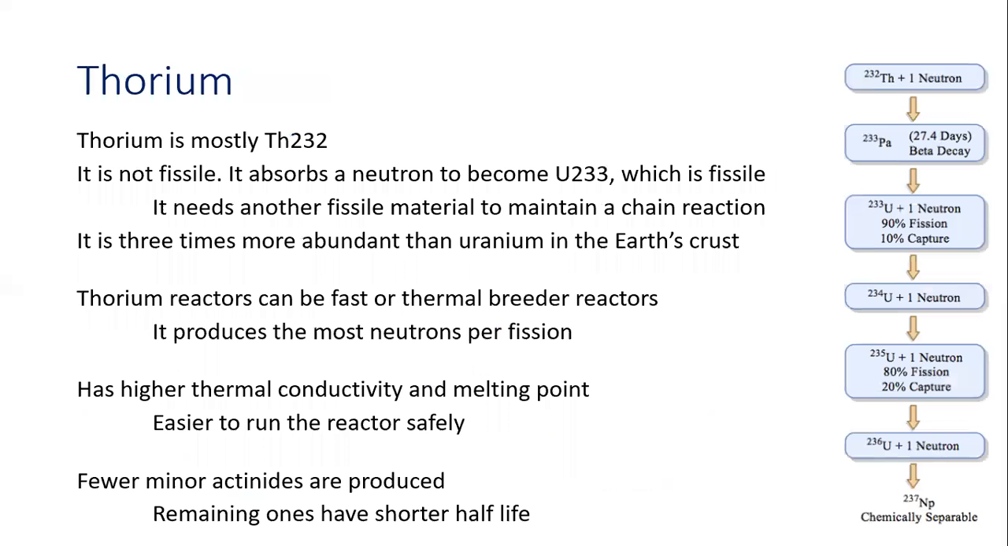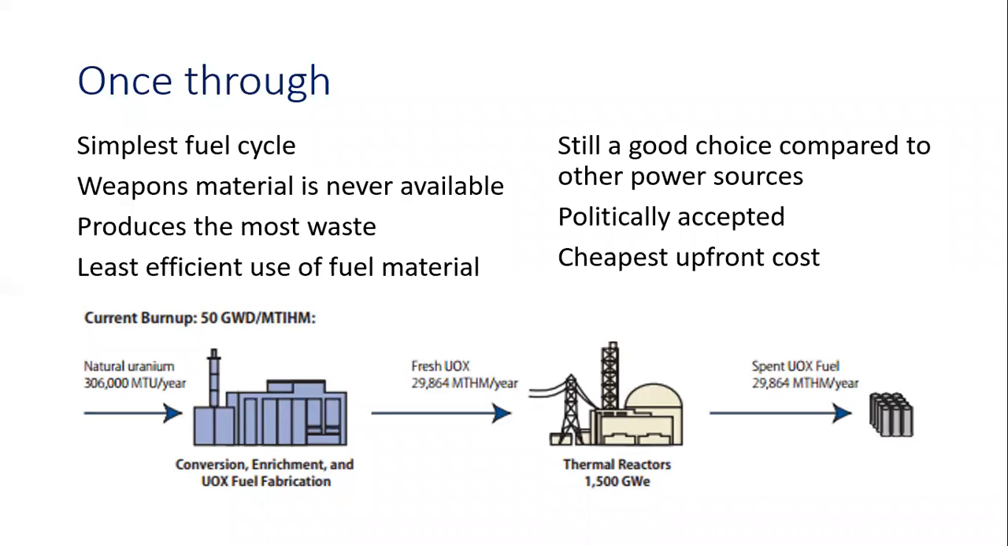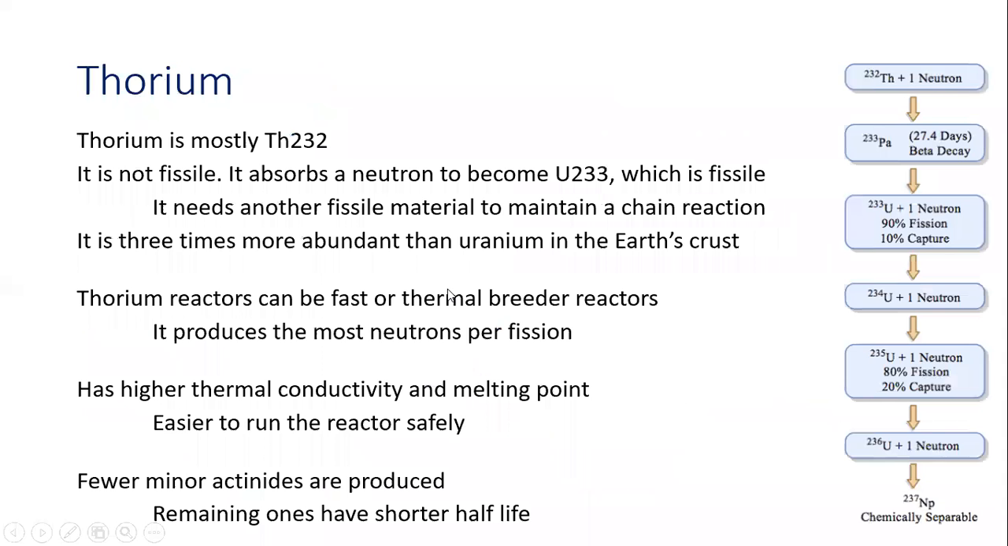This is the once-through simple fuel cycle. Raw material is readily available, but it produces the most waste and the least efficient use of the fuel material. It is a good choice compared to other power sources and politically accepted, at a cheap, uniform cost. This is natural uranium, used in thermal reactors.